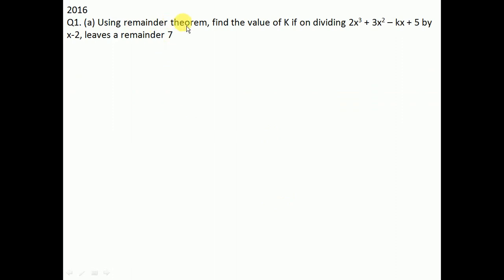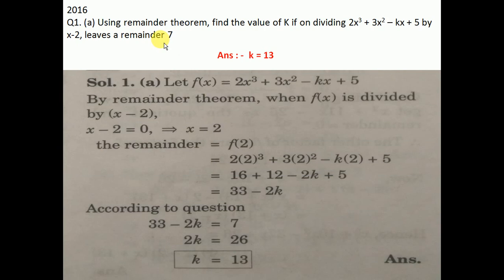Then using the remainder theorem, they don't give. Find the value of k if on dividing this by x minus 2 leaves the remainder 7. So when you divide by x minus 2, remainder is 7. So x minus 2 means x is equal to 2. Then put x is equal to 2 in all these places. If you put like this, we finally end up with 33 minus 2k. Leaves the remainder 7 means it is equal to 7. Minus 2k comes on the side, 7 goes to this side, becomes minus 33 minus 7 is 26. 2k is 26, k is equal to 26 by 2 is 13.